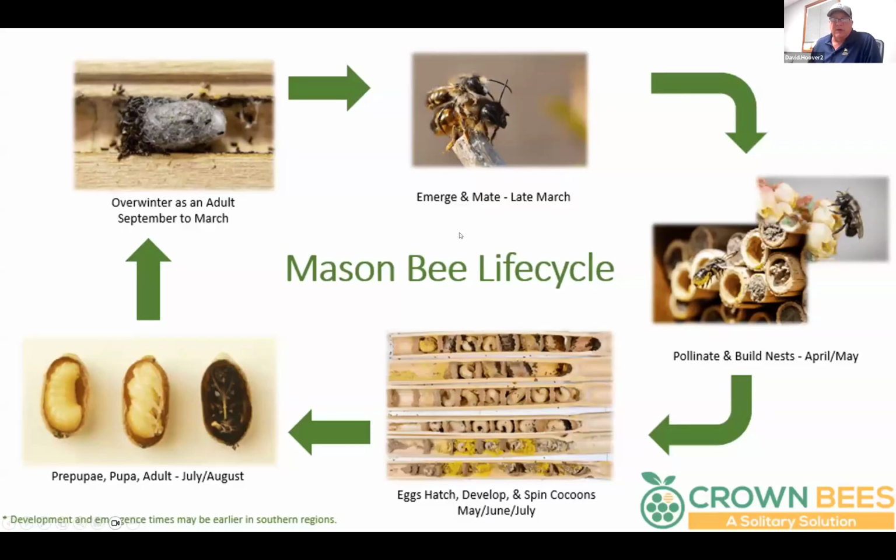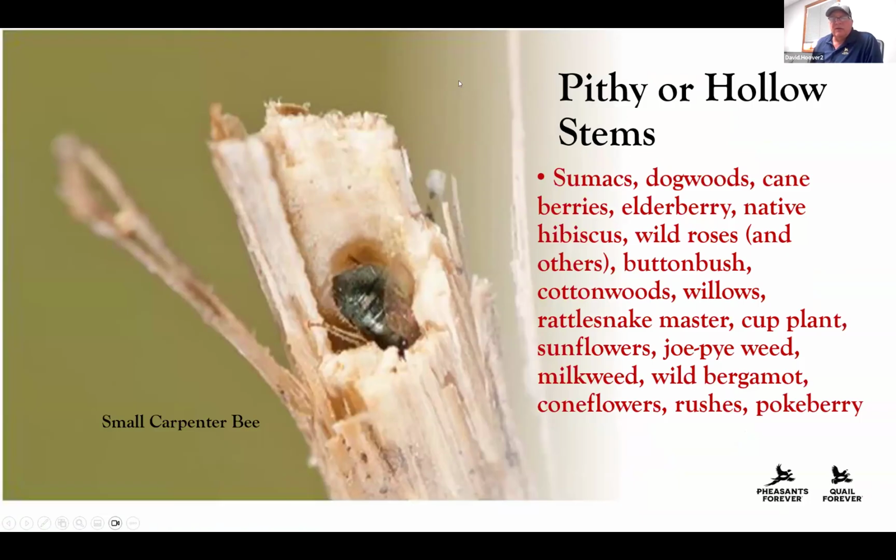Here's a life cycle. You can see they emerge there in late March, pollinate and build nests, and then as you get the eggs in those tubes or in the holes that they've done, they hatch and develop. Then they spin a cocoon, and then they just sit there and pupate and overwinter as an adult until they emerge again and start the whole cycle over. Pretty amazing, really.